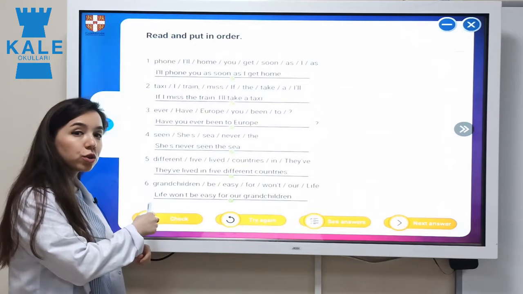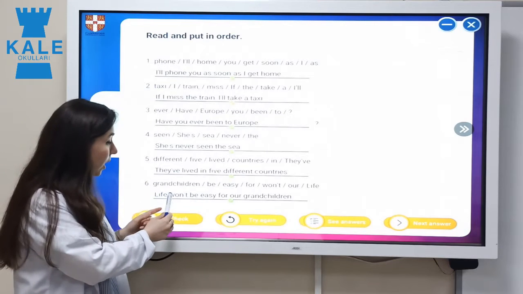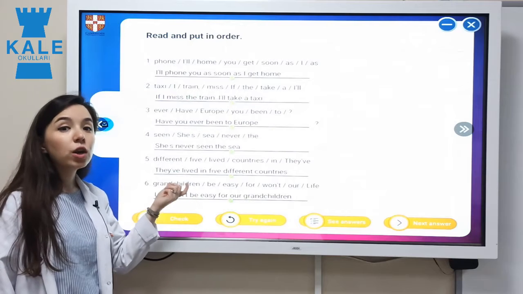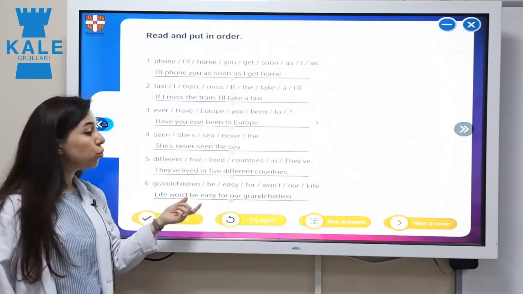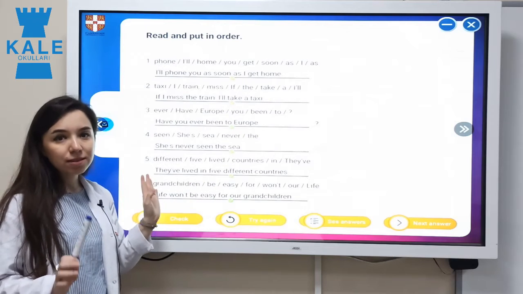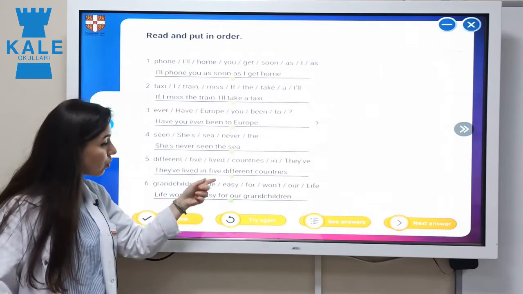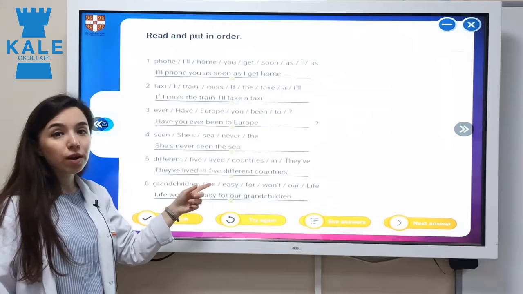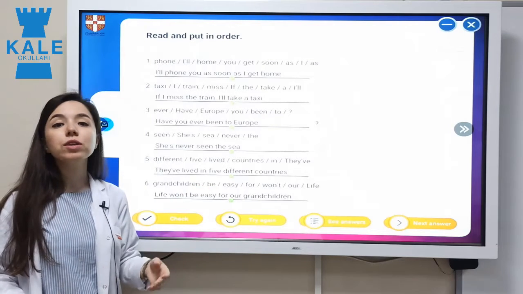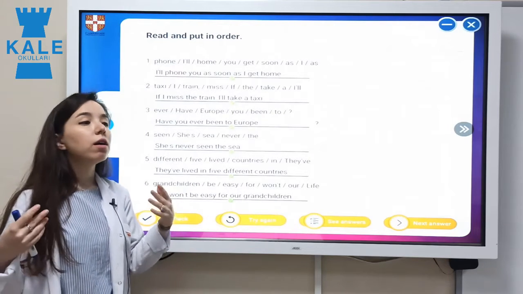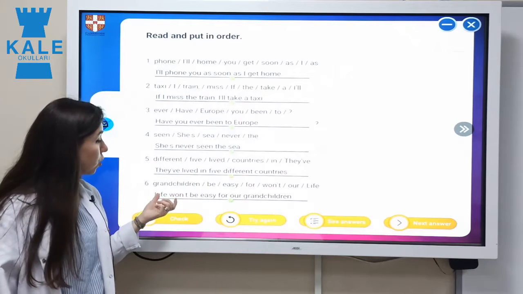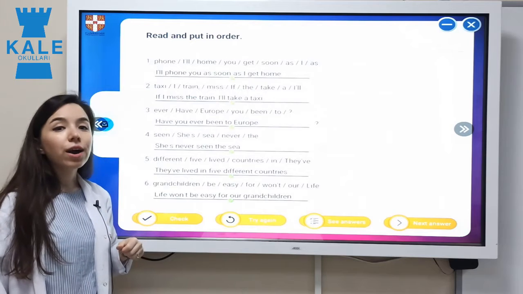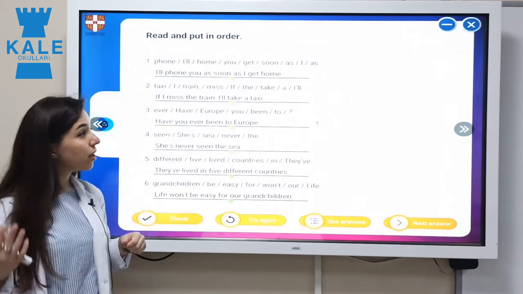First, we need to write life here, then it comes with will or won't in future form, with the to be verb. For example, the to be verb is here, like be. It's not going to change, because in our sentences we have be. But it can be something different. It can be go, live, walk, whatever we can use. So, life won't be easy for our grandchildren. We talk about the future.